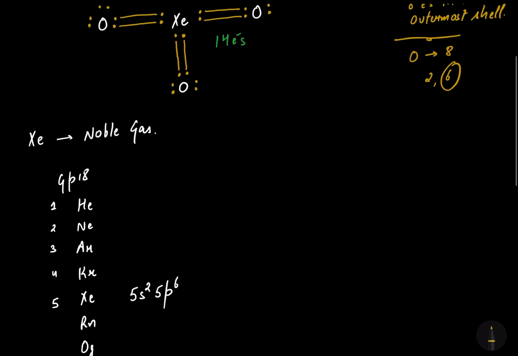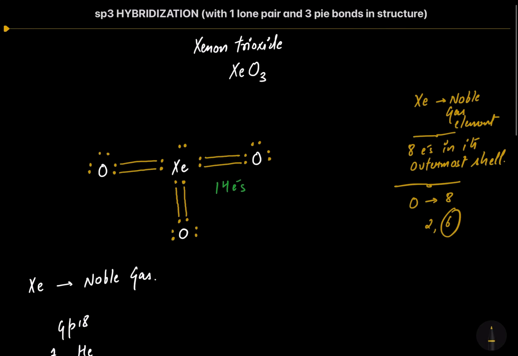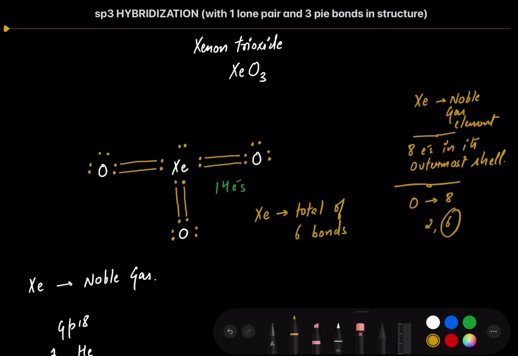Now let's come to the Lewis structure. In the Lewis structure, what can we easily see? We can easily find out that xenon is forming a total of 6 bonds.